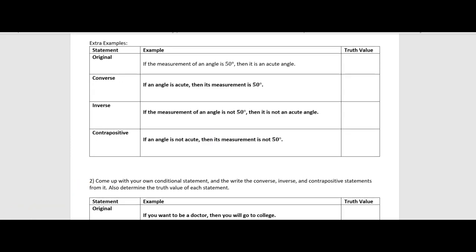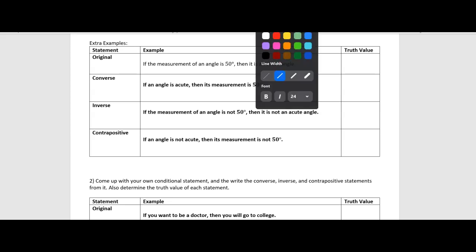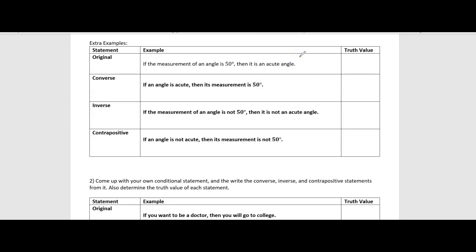Okay, so our original statement was, if the measurement of an angle is 50 degrees, then it is an acute angle. So again, to check and see if it's false, is there any time when an angle is 50 degrees, but it is not an acute angle? And no, if an angle is 50 degrees, it is always an acute angle.